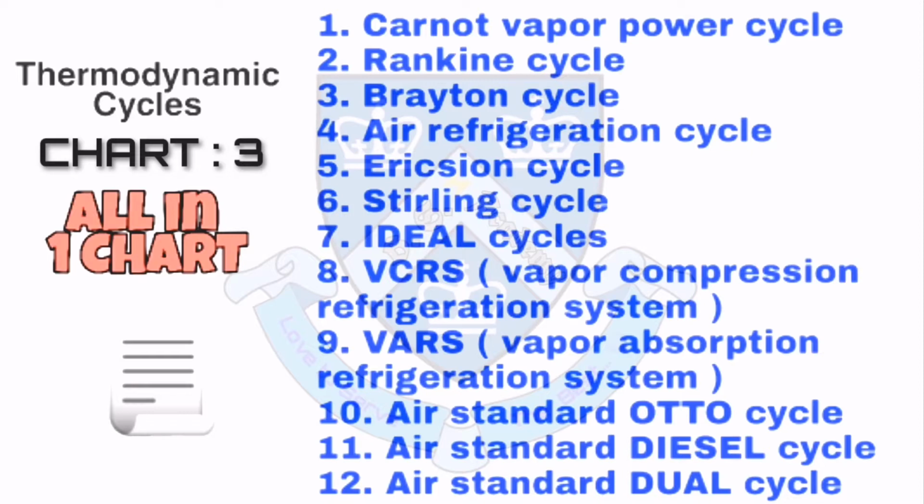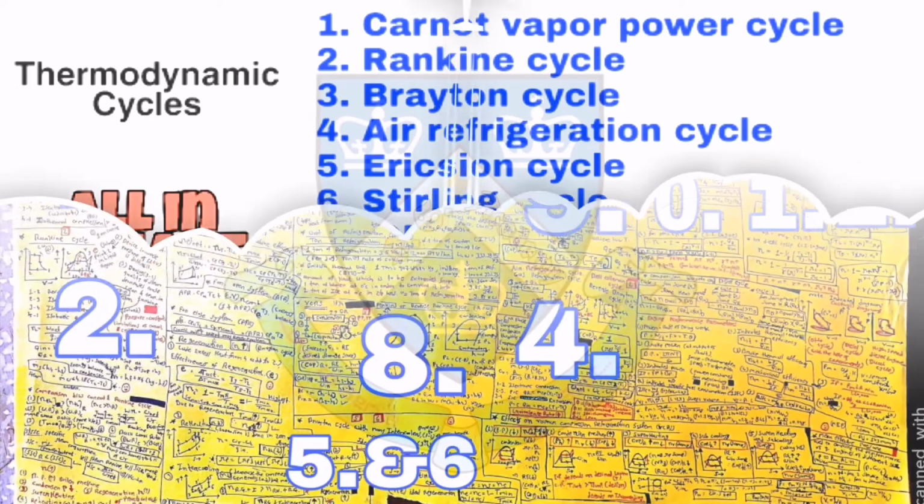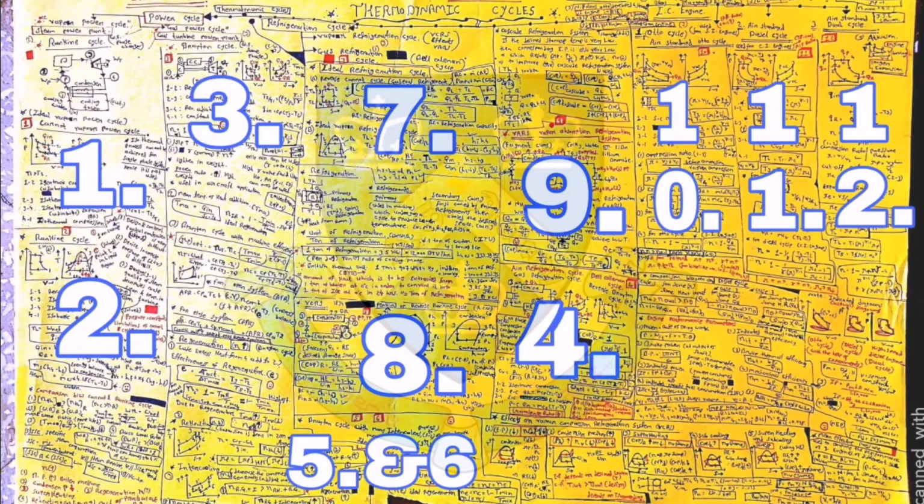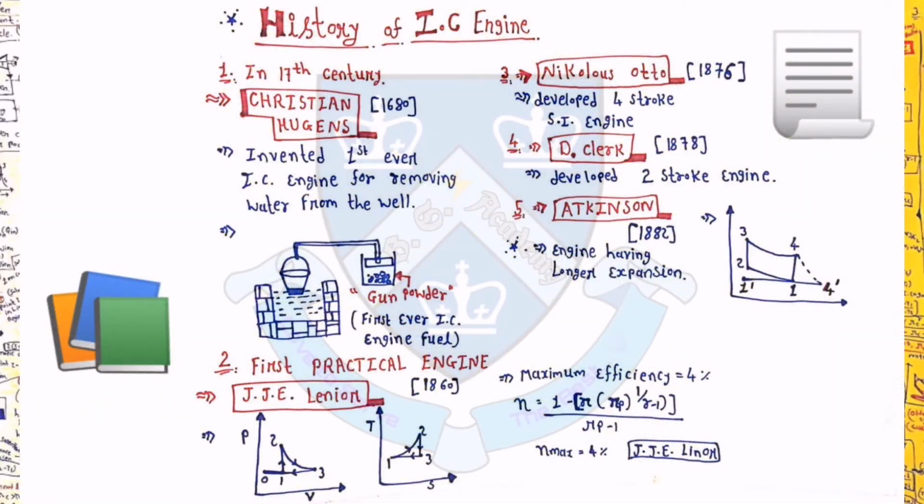The first cycle is Carnot vapor cycle, second one is Rankine cycle, third one is Brayton cycle, fourth one is air refrigeration cycle, which is also known as Bell-Coleman cycle, then fifth one is Ericsson cycle, sixth one is Stirling cycle, then number 7 is ideal refrigeration cycle, then 8th one is VCRS, 9th one is VARS, then 10th number is Otto cycle, number 11 is air standard diesel cycle, and number 12 is air standard dual cycle. So these are the total 12 cycles which are considered in this video in one chart only.